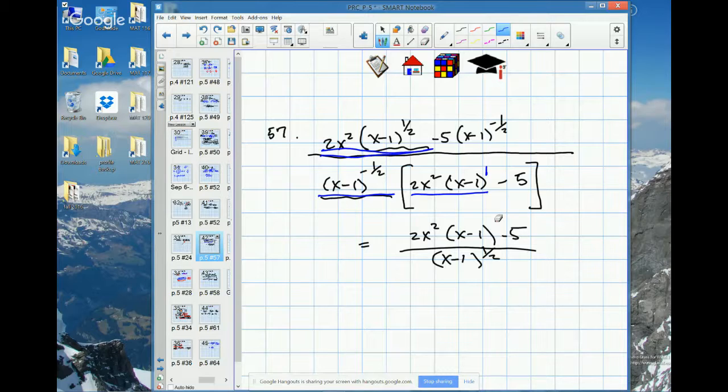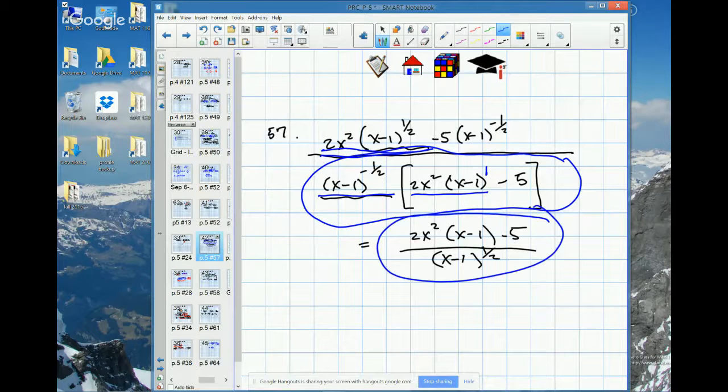Now, the book doesn't want you to leave an answer with a negative 1/2 power. So, I mean, this is correct. This is correct. This is also correct. I've removed the negative 1/2 power by, what does the negative mean? Denominator. So all I did was move the x minus 1 power to the denominator.